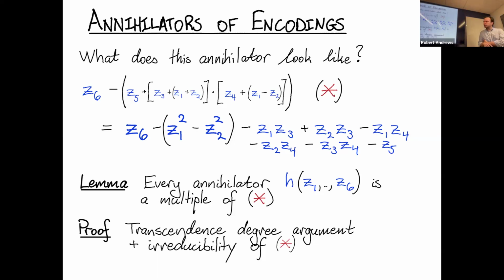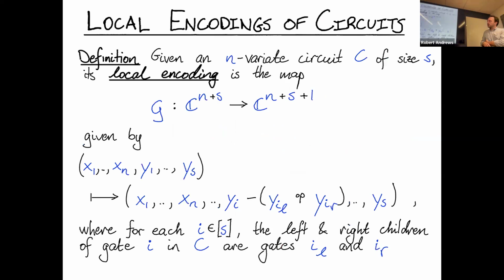Okay, so let me just say a little bit more generally, what is this thing doing? What is this local encoding doing? You're given some n-variate circuit C of size s, and you're going to build a map that stretches n plus s inputs into n plus s plus 1 outputs. The inputs: you have n variables that correspond to the inputs of this circuit, and you have s variables that correspond to the gates of the circuit.